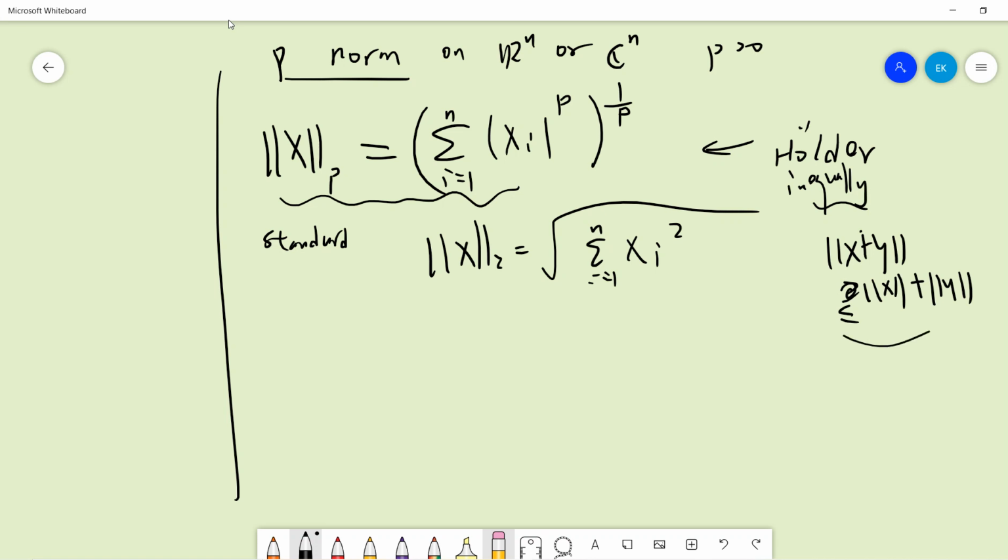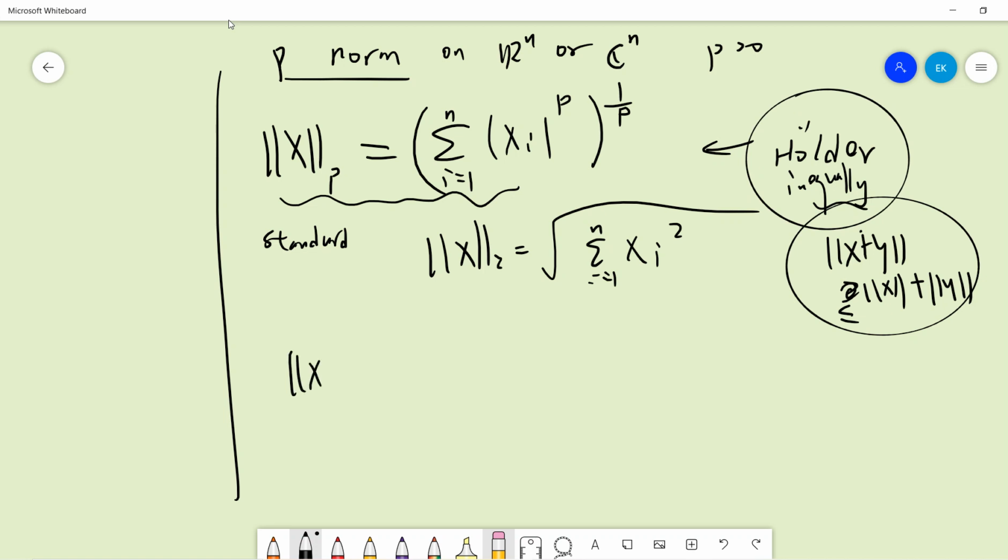So this is amazing inequality that you prove that your P norm must be the correct norm. Okay, so how about 1 norm, right? So 1 norm is this.